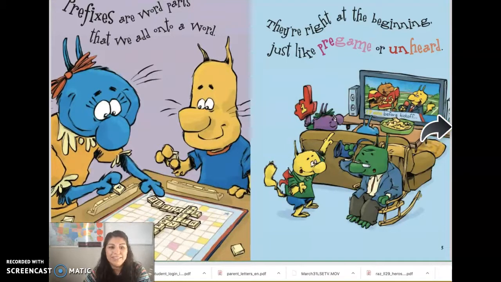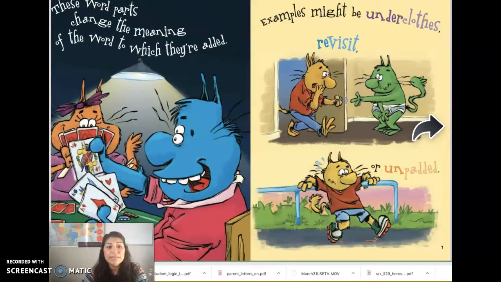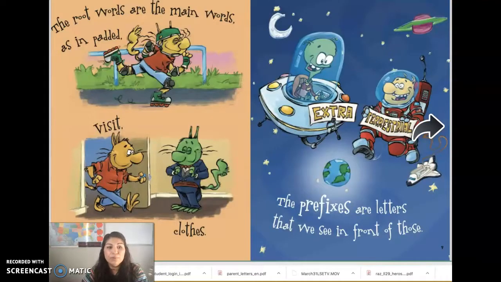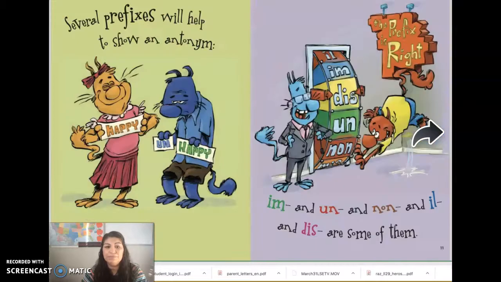Okay, so a prefix is a word part added to the beginning of a root to change its meaning. Prefixes are word parts that we add onto a word. They're right at the beginning, just like pregame or unheard. These word parts change the meaning of the word to which they're added. Examples might be underclothes, revisit, or unpadded. The root words are the main words, as in padded, visit, clothes. The prefixes are letters that we can see in front of those.